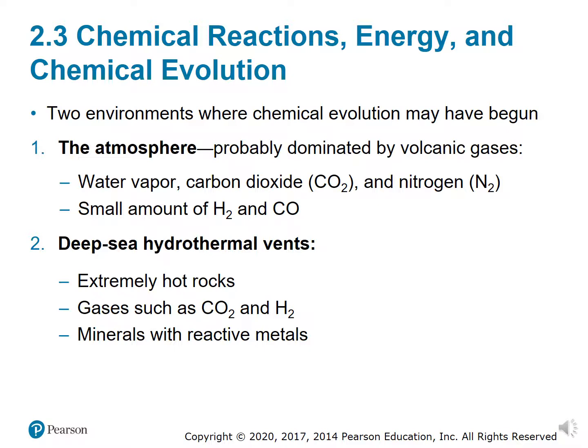Chemical reactions, energy, and chemical evolution. Two environments where chemical evolution may have begun are either in the atmosphere or in deep sea hydrothermal vents. In the atmosphere, you have water vapor, CO2, nitrogen, and small amounts of hydrogen and carbon monoxide. In deep sea hydrothermal vents, you have hot rocks, carbon dioxide, and hydrogen gas.